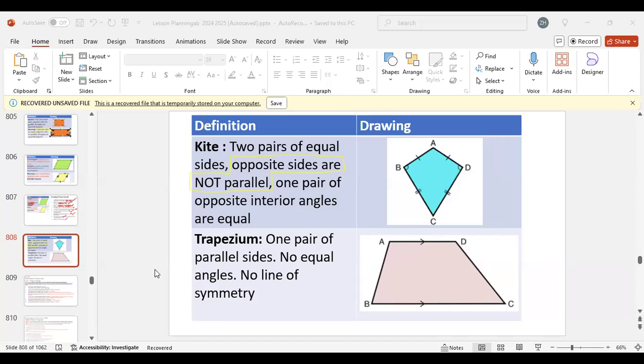Take a picture of your work and send it to me via WhatsApp. All right, so let's do an exercise where we have to identify what is what, or which is what. So let's go ahead and do it.